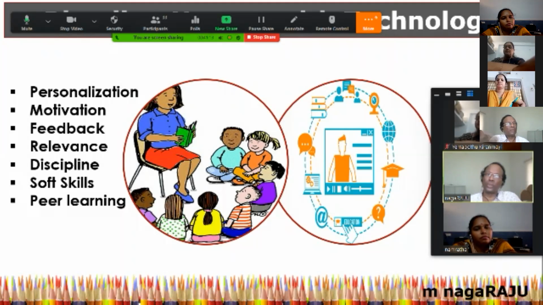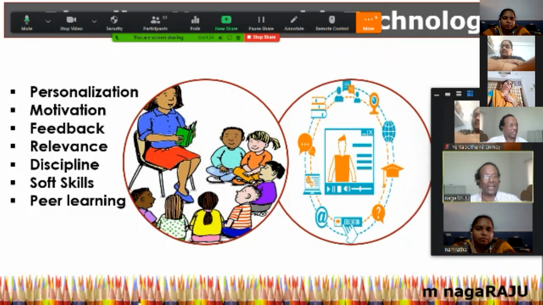Feedback is both formal and informal. Even when you are teaching somebody, when you look into the eyes of the student, your students tell you what's happening. Now I am looking at you, for instance, some of you have your cameras on. I know whether you are listening to me or not, right?